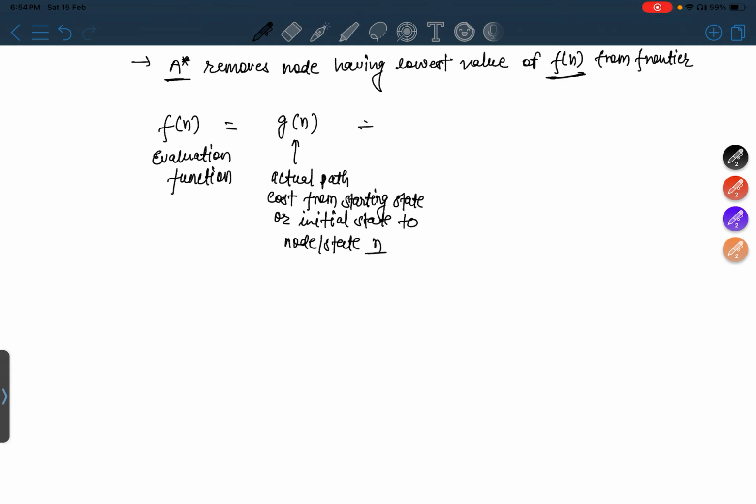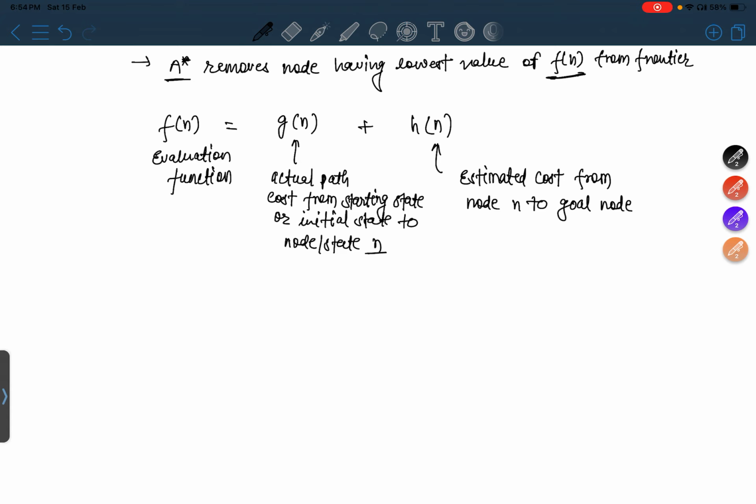Okay, and the other value is h of n, which is the estimated cost from node n to the goal node. Here I'm using goal node and goal state interchangeably, but you know what it means.